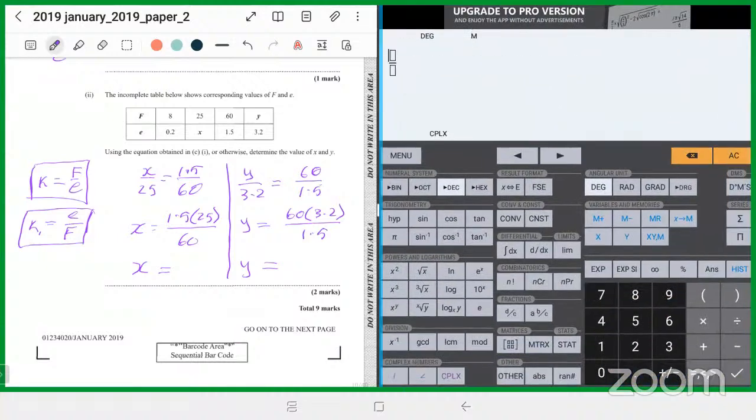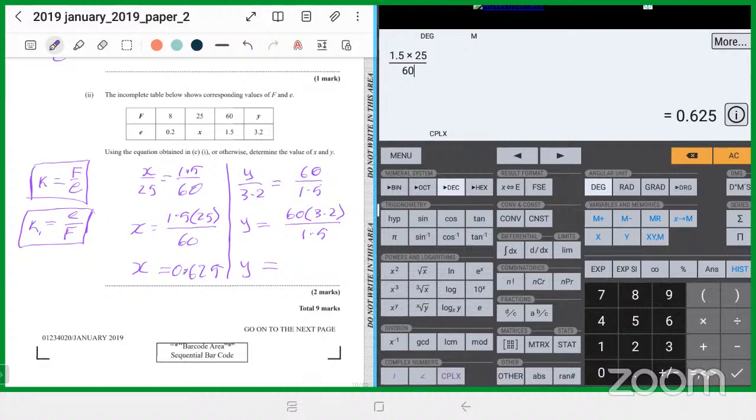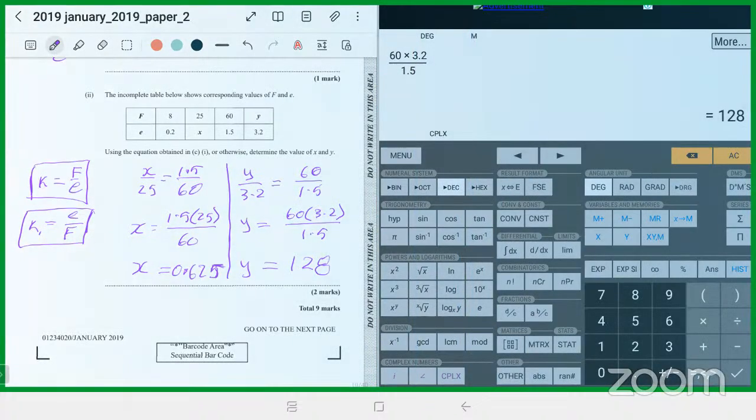So I'm going to do 1.5 times 25 divided by 60. I'm going to get 0.625. Anybody got that when they did it? All right. And the y value is good. Let's do the y value now. I'm going to get 60 times 3.2 over 1.5. And it's supposed to be 128. Anybody got the 128? So if we did it another way and got that same answer, you're good to go.